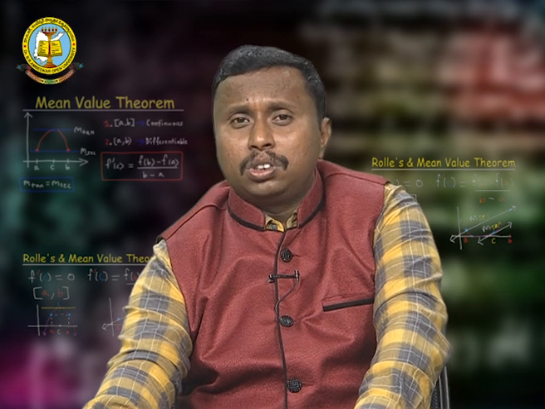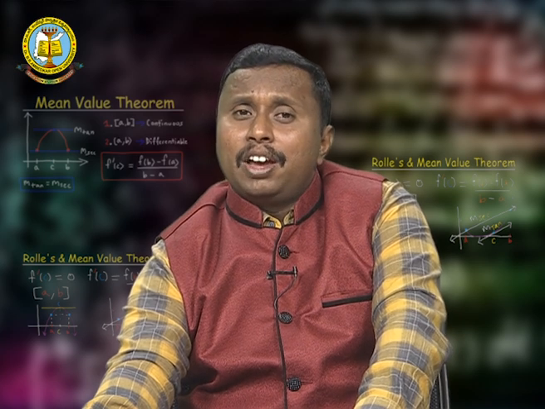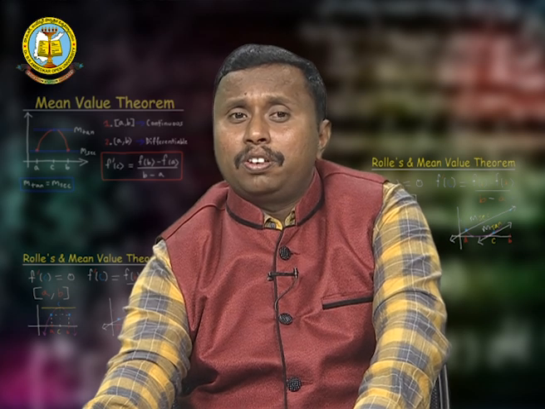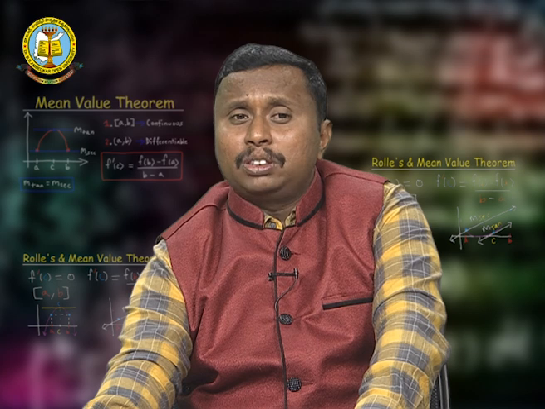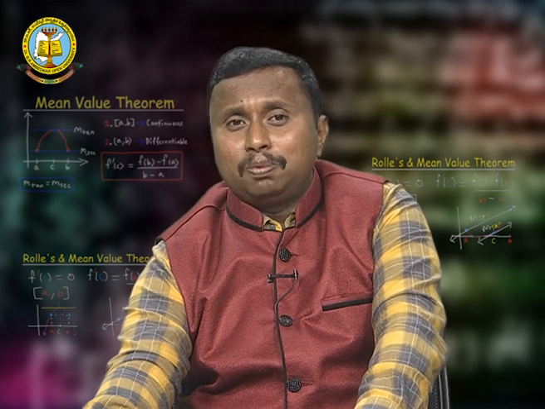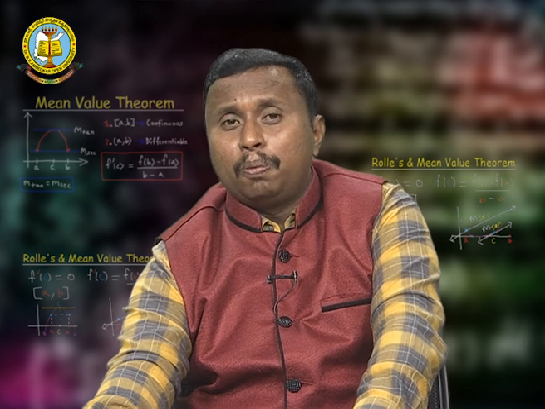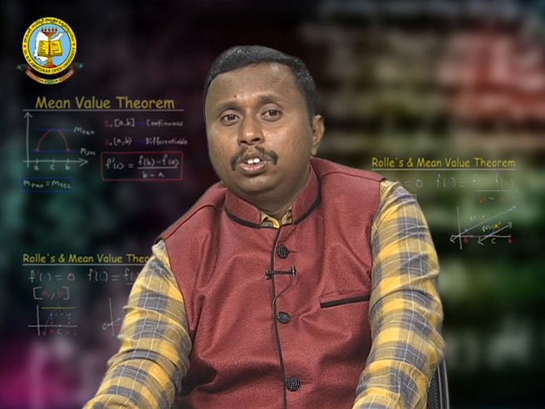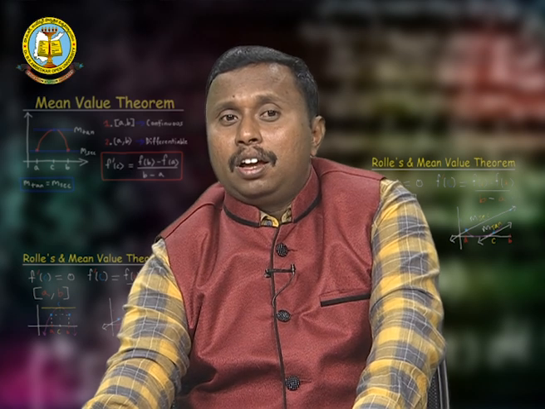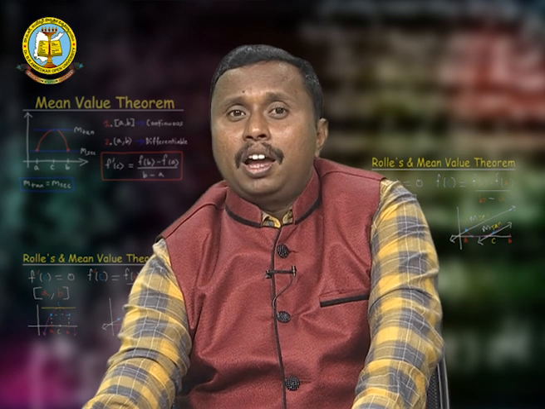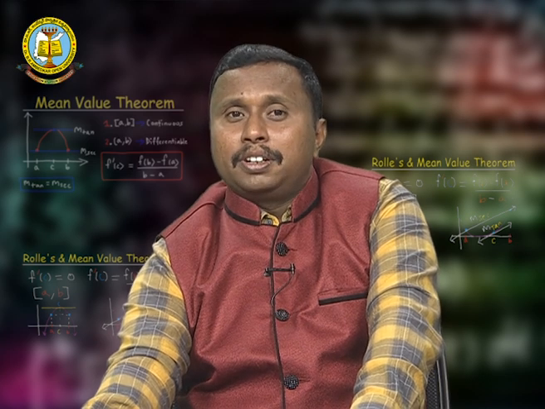Here we got two c values, but we take only the one that lies in the interval. In the previous case also, plus 1 and minus 1 were there, but we take only plus 1, because minus 1 is outside the open interval. So this is the topic of the Lagrange mean value theorem and Rolle's mean value theorem, and this is the mean value theorem. Thank you.